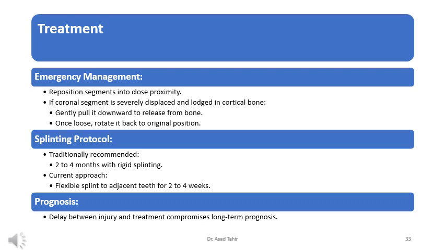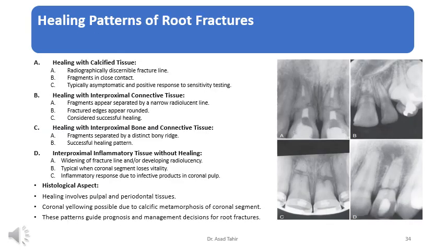Splinting protocol. Traditionally recommended 2 to 4 months with rigid splinting. Current approach: flexible splint to adjacent teeth for 2 to 4 weeks. Prognosis. Delay between injury and treatment compromises long-term prognosis. Healing patterns of root fractures. Healing with calcified tissue: radiographically discernible fracture line. Fragments in close contact. Typically asymptomatic and positive response to sensitivity testing.